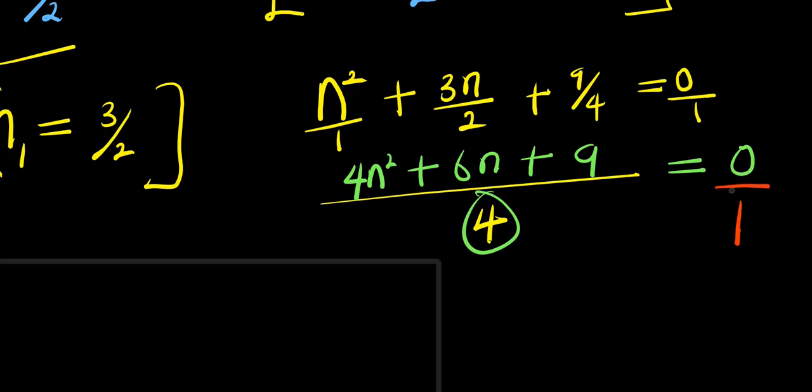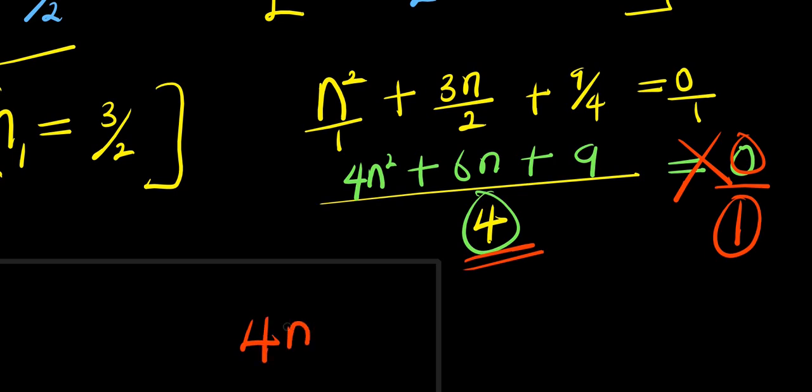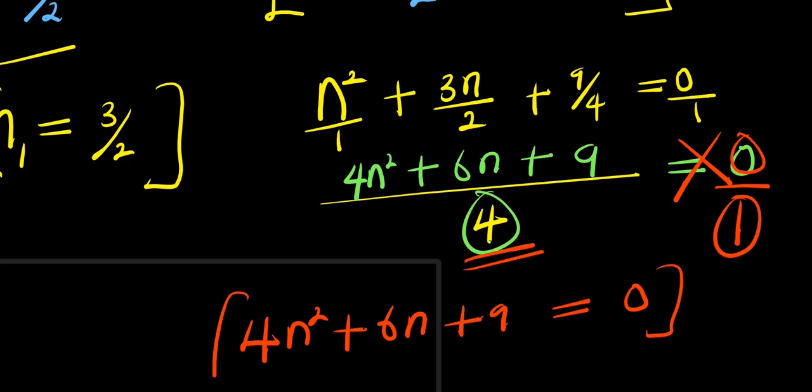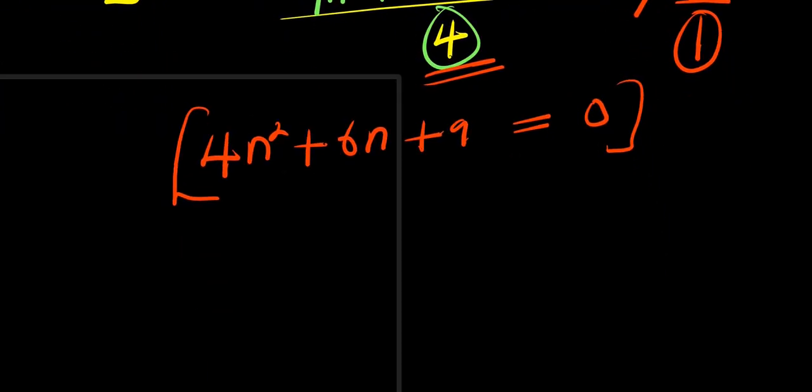So this is over 1. We can cross multiply. The 4 will multiply the 0. That will cancel out. That will give us 0. And 1 will multiply this. You have 4n squared plus 6n plus 9. And this equals 0. So this becomes the quadratic equation that we are going to solve. So let's solve this using the formula method.